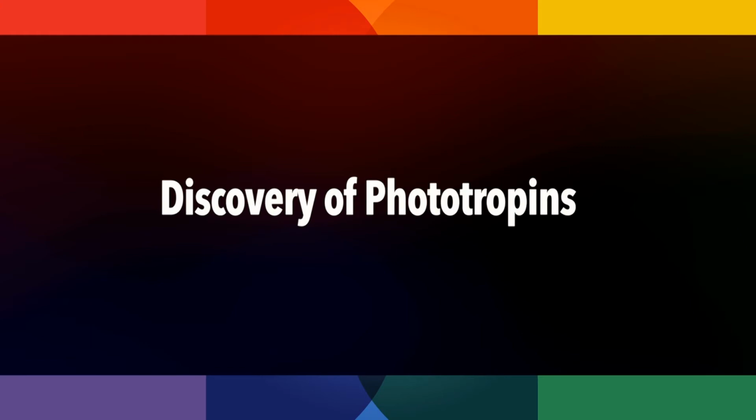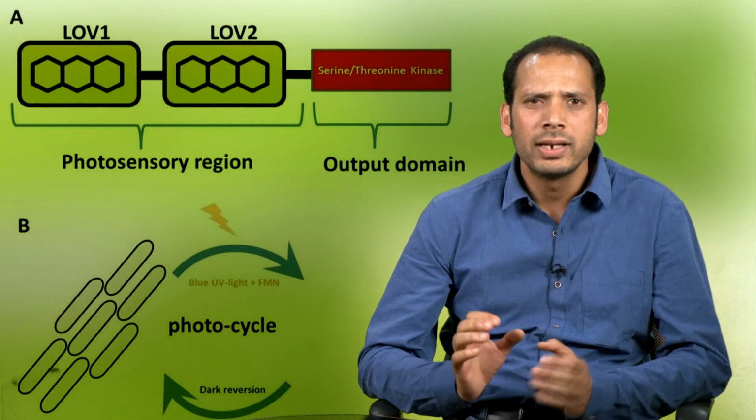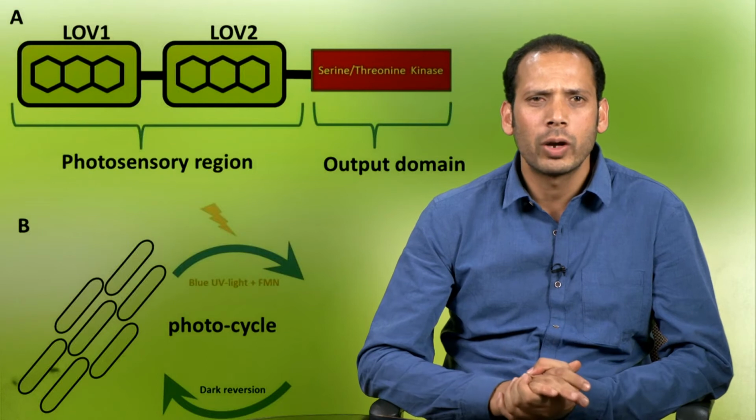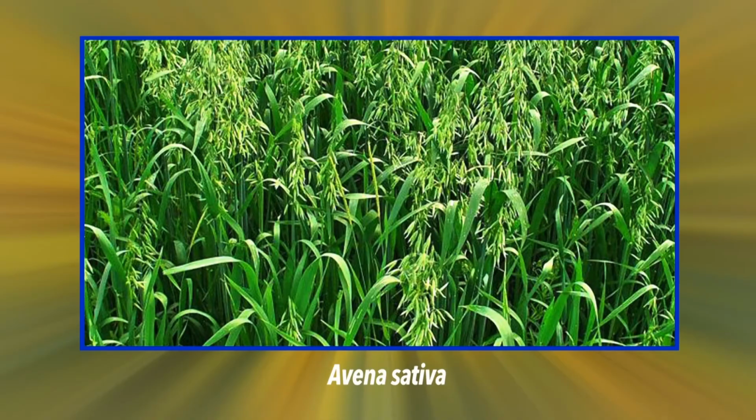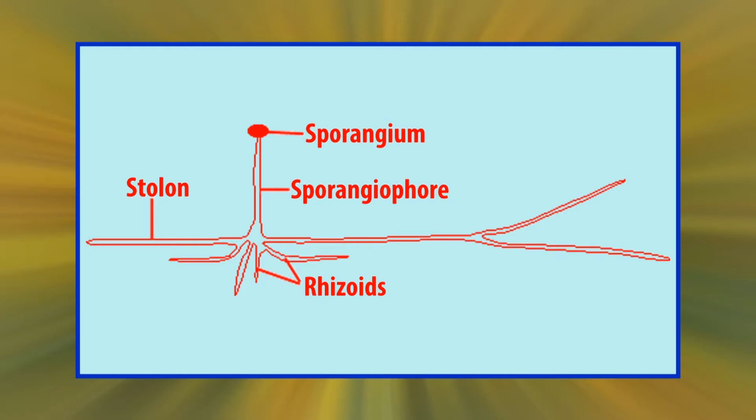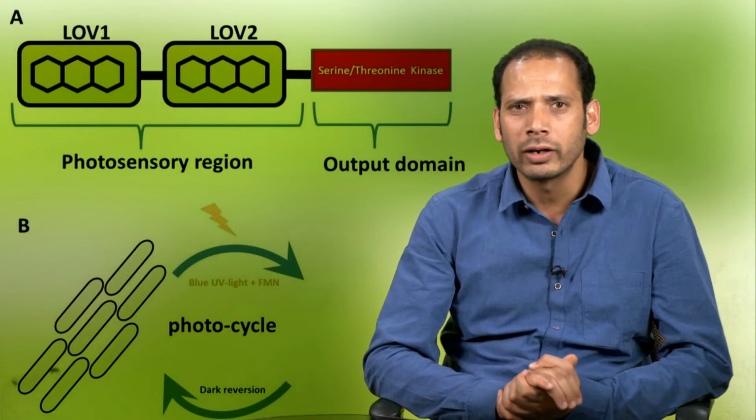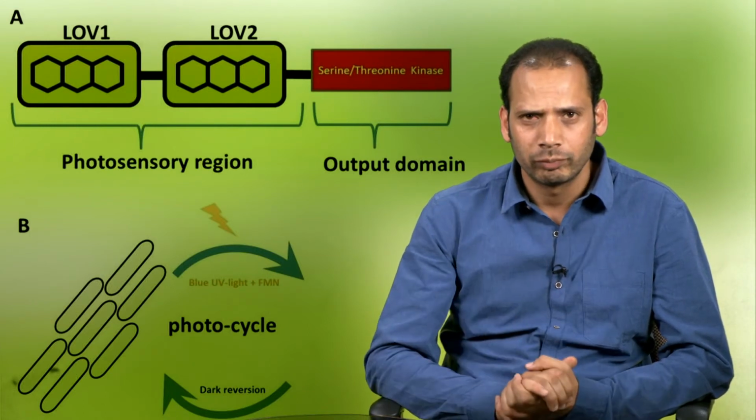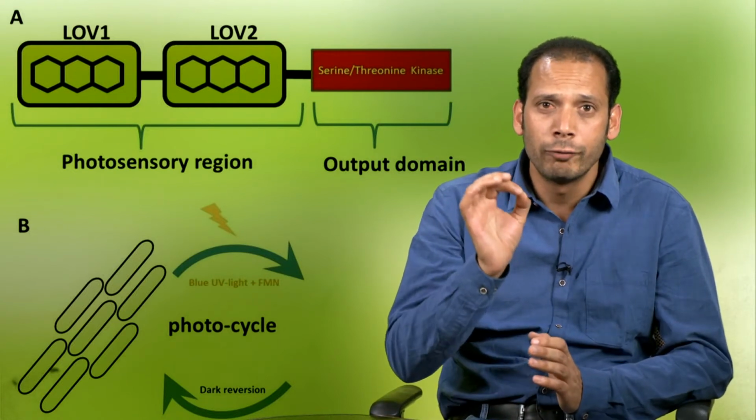Now we will discuss the discovery of phototropins. Since the 1930s, action spectra for phototropism have been repeatedly determined for a number of organisms, but have been most thoroughly documented for coleoptiles of oats and sporangiophores of the fungus Phycomyces. The action spectra for oat coleoptiles and Phycomyces are virtually identical, indicating that they share a common, homologous if not identical, photoreceptor.